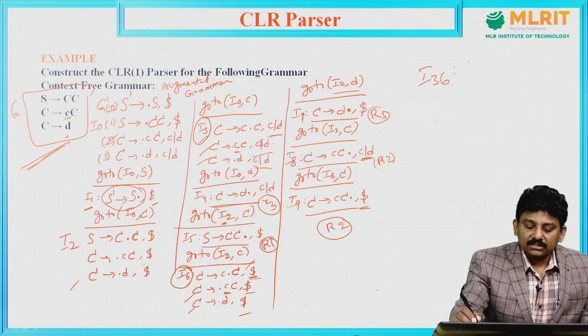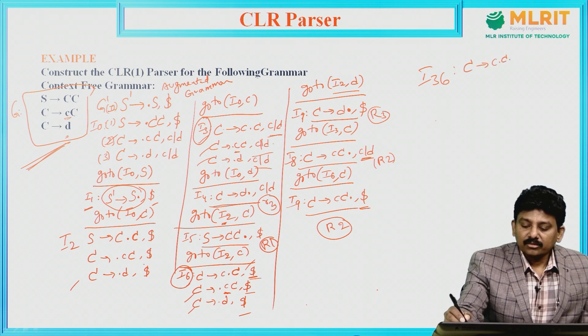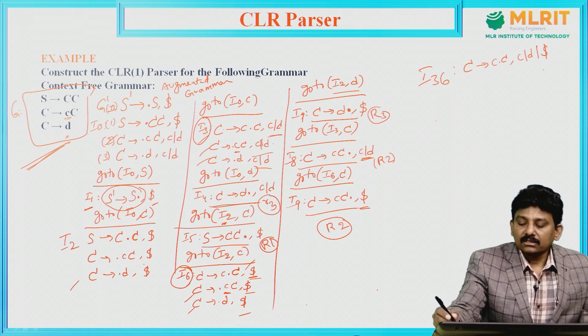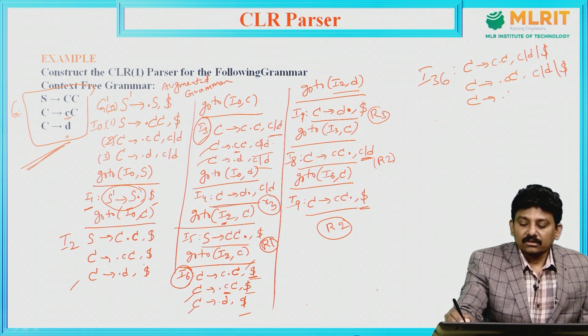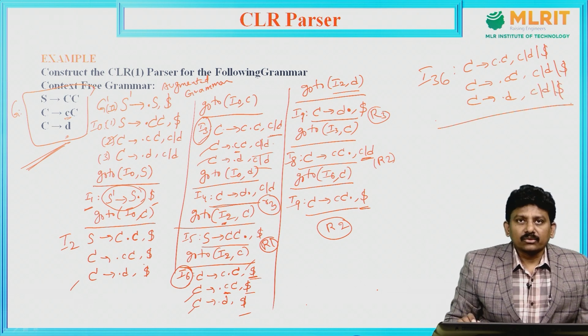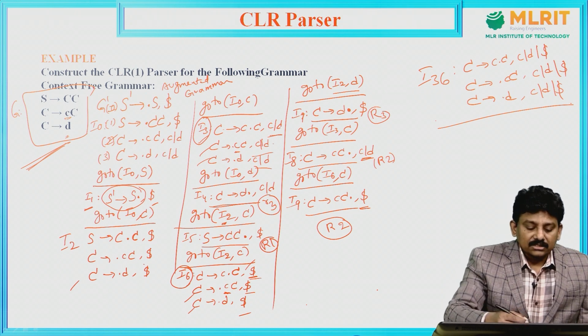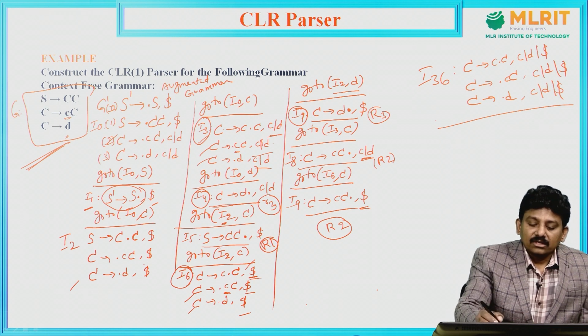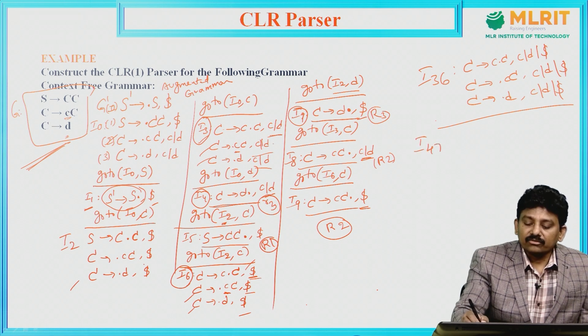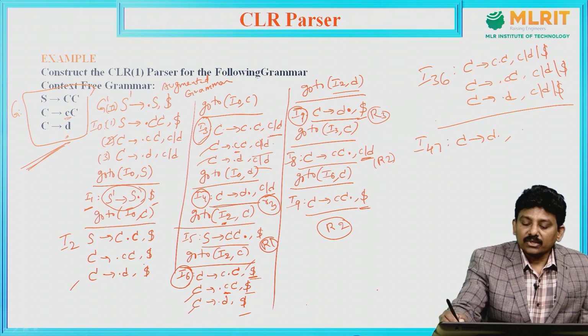as I36: C derives c dot C, with lookaheads c or d or dollar. Lookaheads are merged. C derives dot CC, lookaheads are c or d or dollar, and C derives dot D, lookaheads are c or d or dollar. Like that we can merge the same rules with different lookaheads. Another pair, I4 and I7, the rules are the same. C derives D dot, and the lookaheads are c or d in I4, the lookahead is dollar in I7. So that we get I47, that is C derives D dot, comma, c or d or dollar. Like that we can merge.